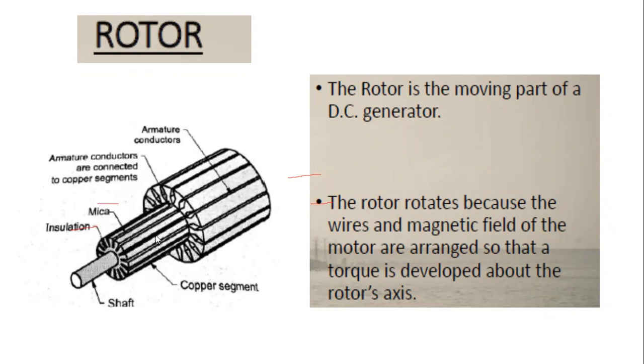Sorry, this is the armature and this is the commutator. These are the armature conductors and armature winding, and this is the commutator.